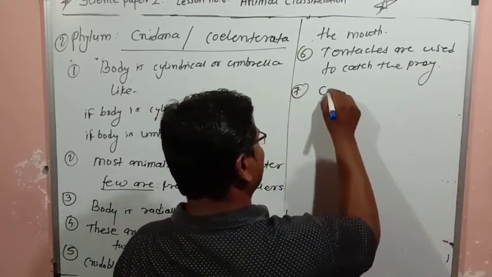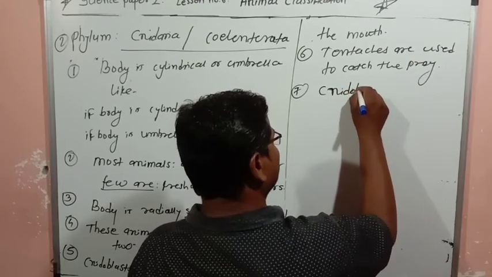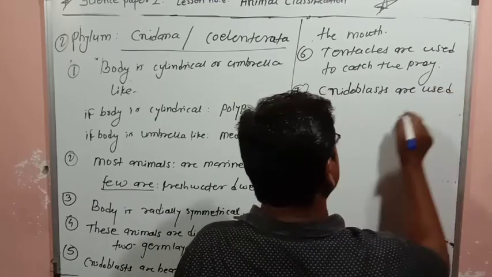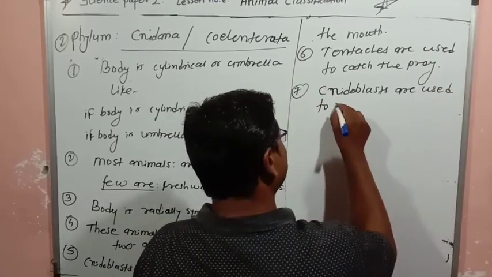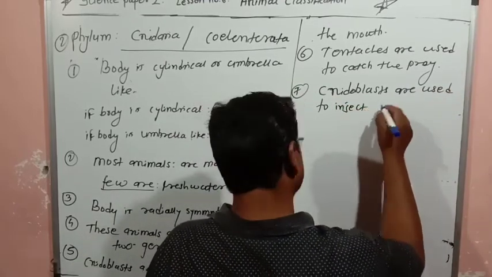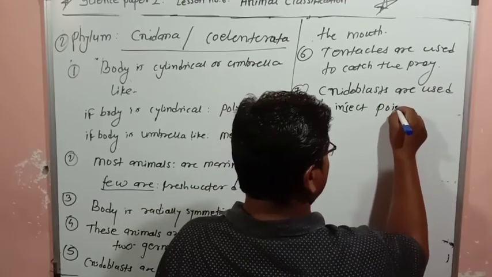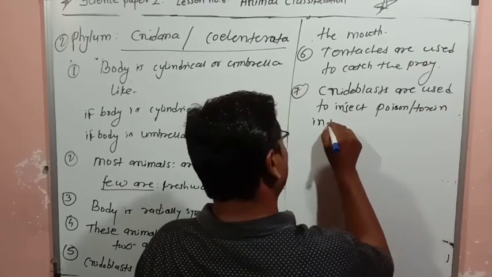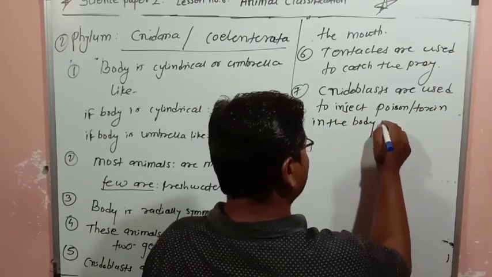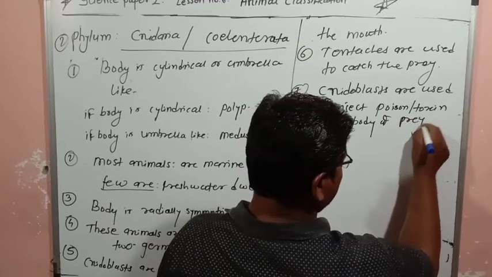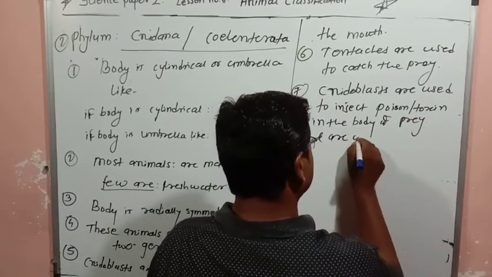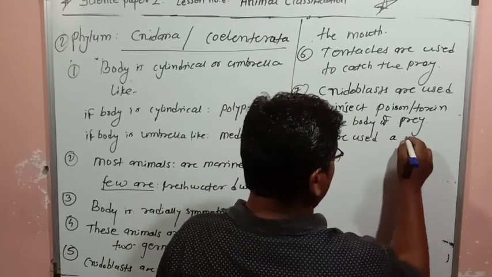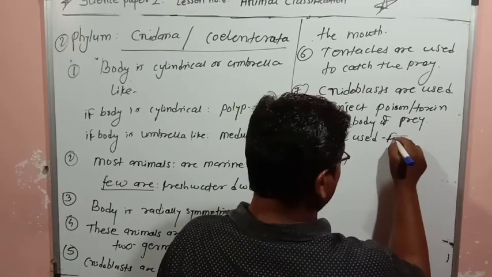The seventh one is that nematoblasts are used to inject poison or toxin into the body of the prey, and are used for protection.